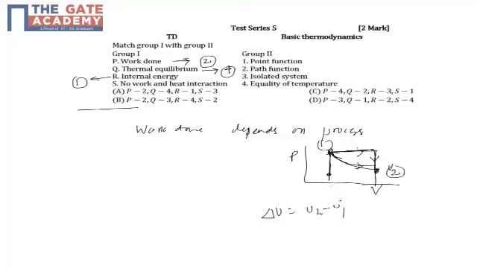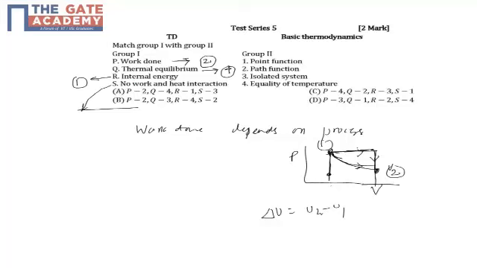So internal energy is a point function, because internal energy can be described as the sum of all the microscopic forms of energy. Okay, so that is your internal energy. It is 1. So no work and heat interaction.